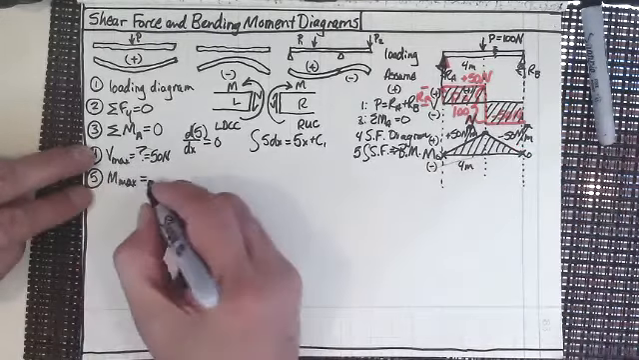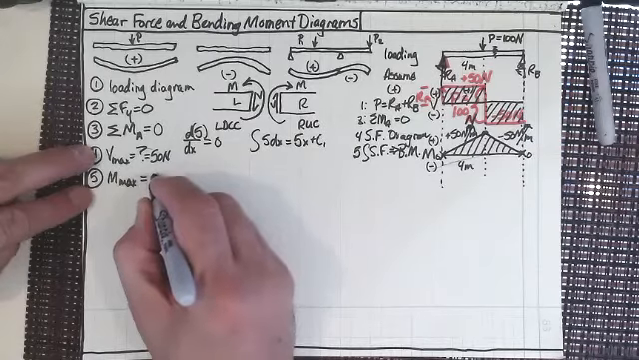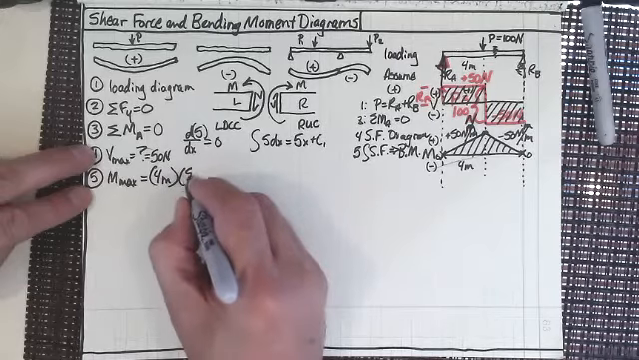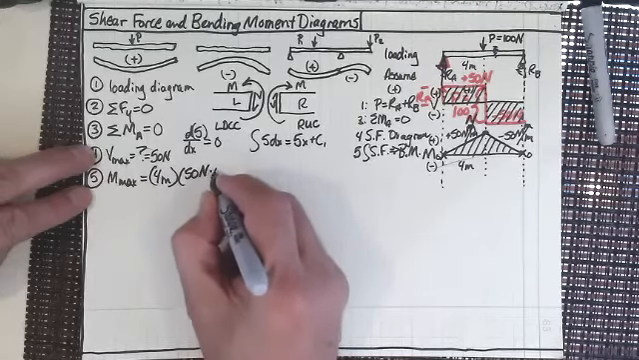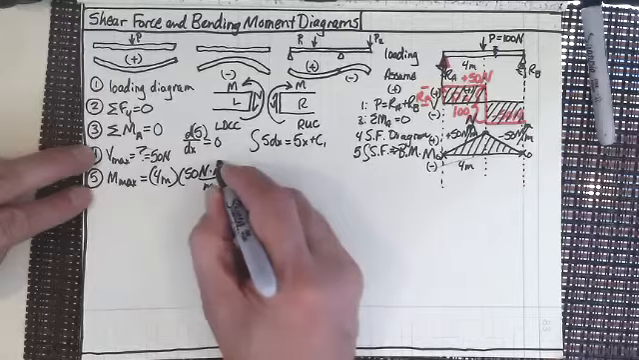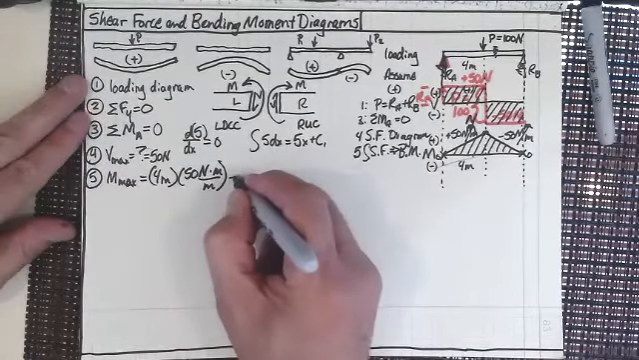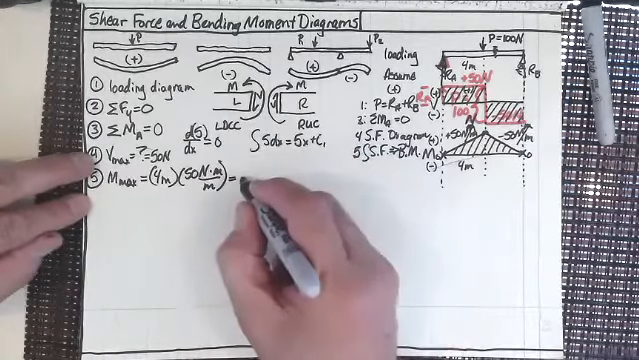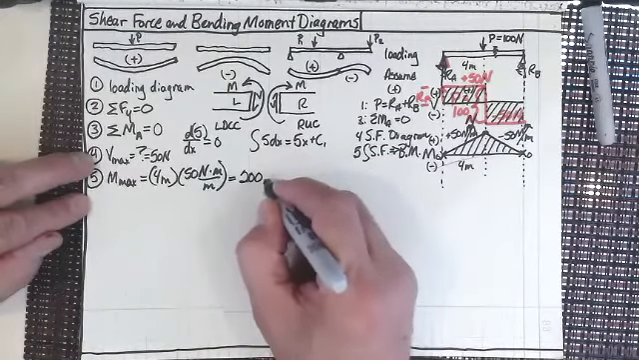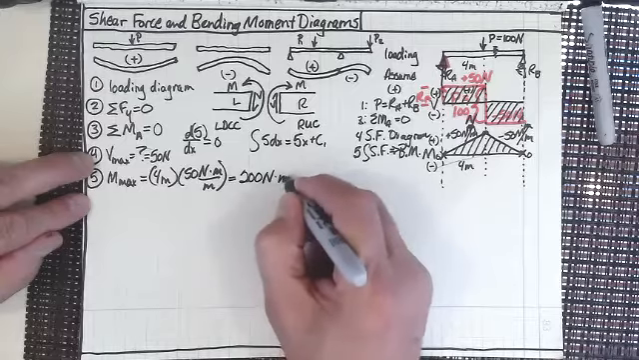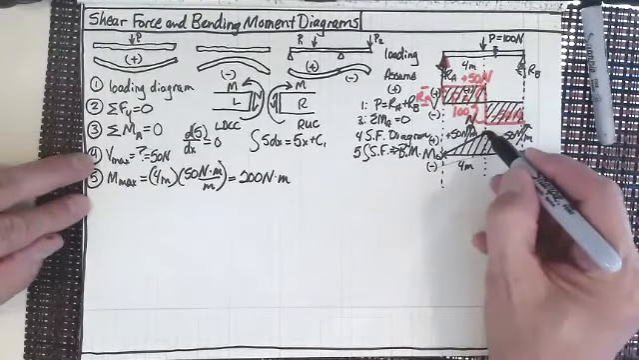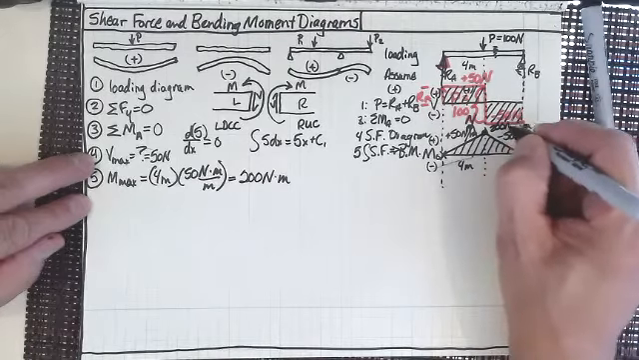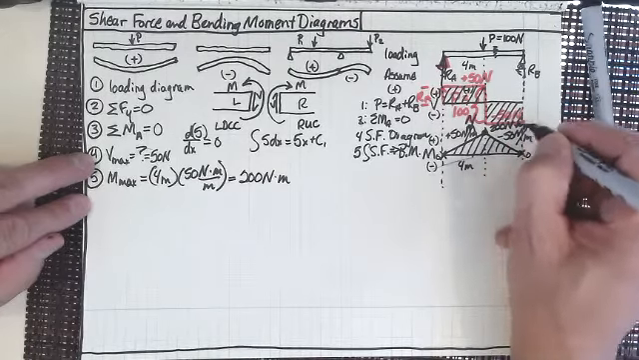So if I were to do that, I would have 4 meters times 50 Newton meters per meter, and I think everyone can see that's just 50 newtons, right? So 4 times 50 Newton meters per meter is going to give me 200 Newton meters, right? So this point right here is 200 Newton meters.